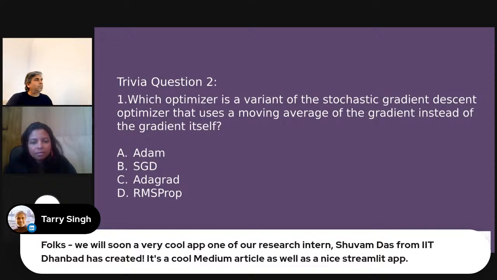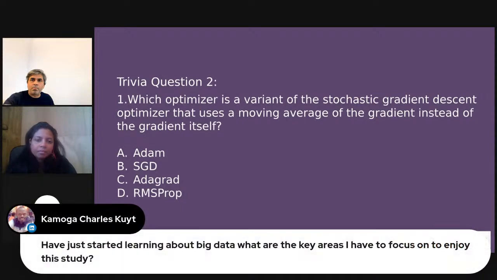Okay, so the correct answer is RMSProp because, as I already mentioned, it is similar to SGD, but it updates the learning rate of each weight based on the moving average of the gradient.